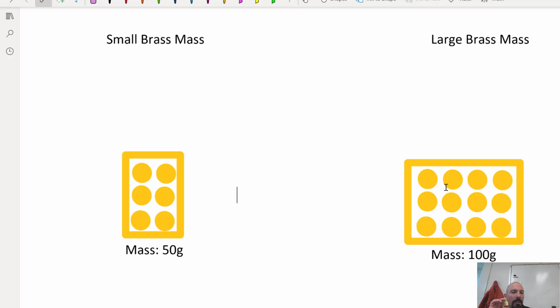Just because something is heavier does not necessarily make it more dense. So this is how we can represent densities using the particle model. If you've got any questions, let me know.